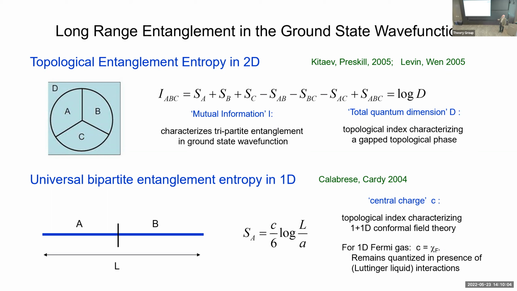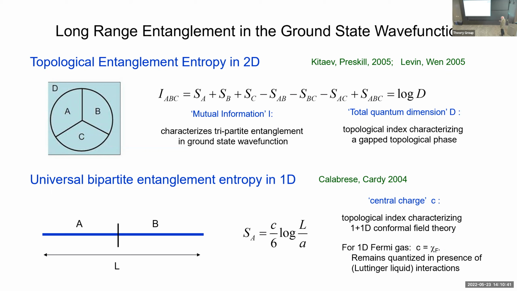There's another example. Of course, this is in a gapped system. In a gapless system, in a one-dimensional conformal field theory, it's well known that there's a universal term in the bipartite entanglement, which diverges logarithmically in the system size and is proportional to the central charge C. And C is also a sort of topological quantity that characterizes the low energy gapless degrees of freedom.